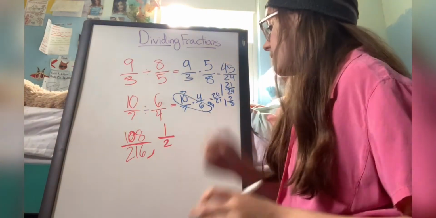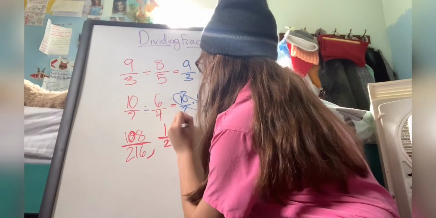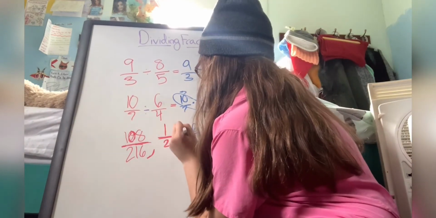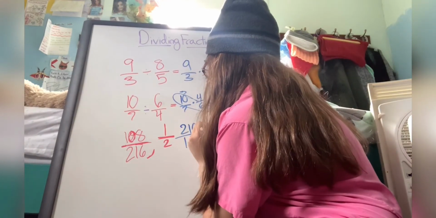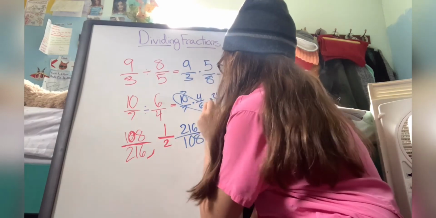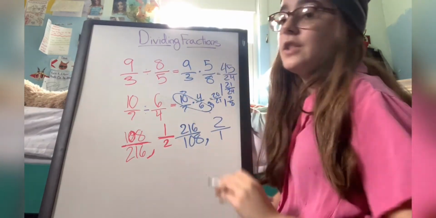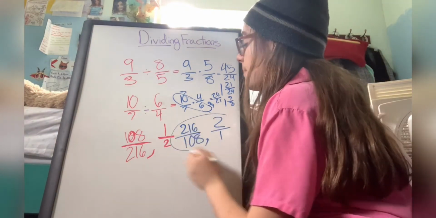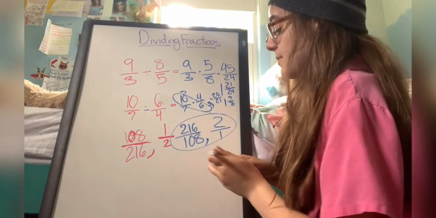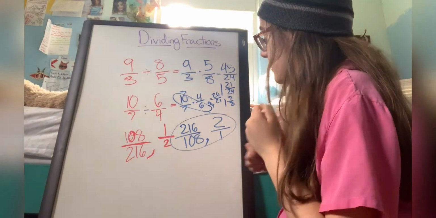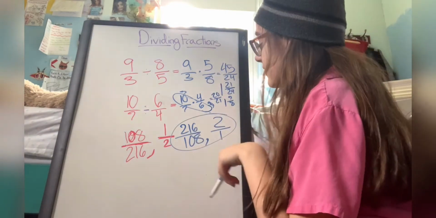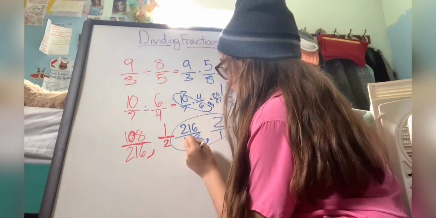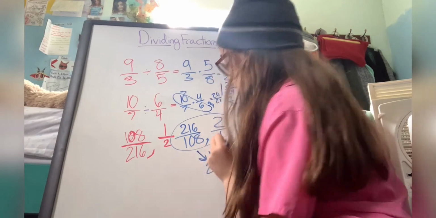Now these reciprocals are 216/108 and 2/1. If you look closely, then these two are actually equivalent, because 108 times 2 is 216, meaning that this simplifies to 2/1, meaning that these are both 2.